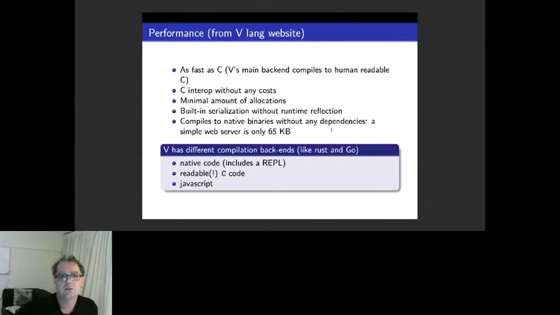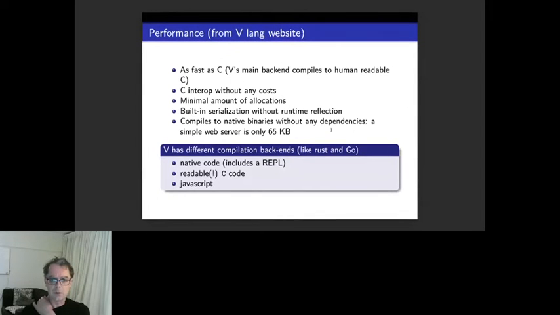The performance of V is as fast as C, because V's main backend compiles to human readable C. There's also a feature called built-in serialization. So it's a very nice JSON feature, so you can use structs to generate and read JSON files, for example. These are hard compiled and compile to native binaries without any dependencies. And they have a simple web server in about 65 kilobytes.